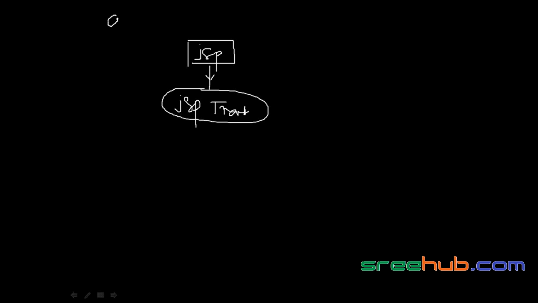Let us say we have designed your JSP. Whenever you deploy this JSP in any kind of server, let us say Tomcat server, every web container will have something called a JSP translator. So whenever you call a JSP, this is how it happens. There is a client here, and the client requests a JSP.